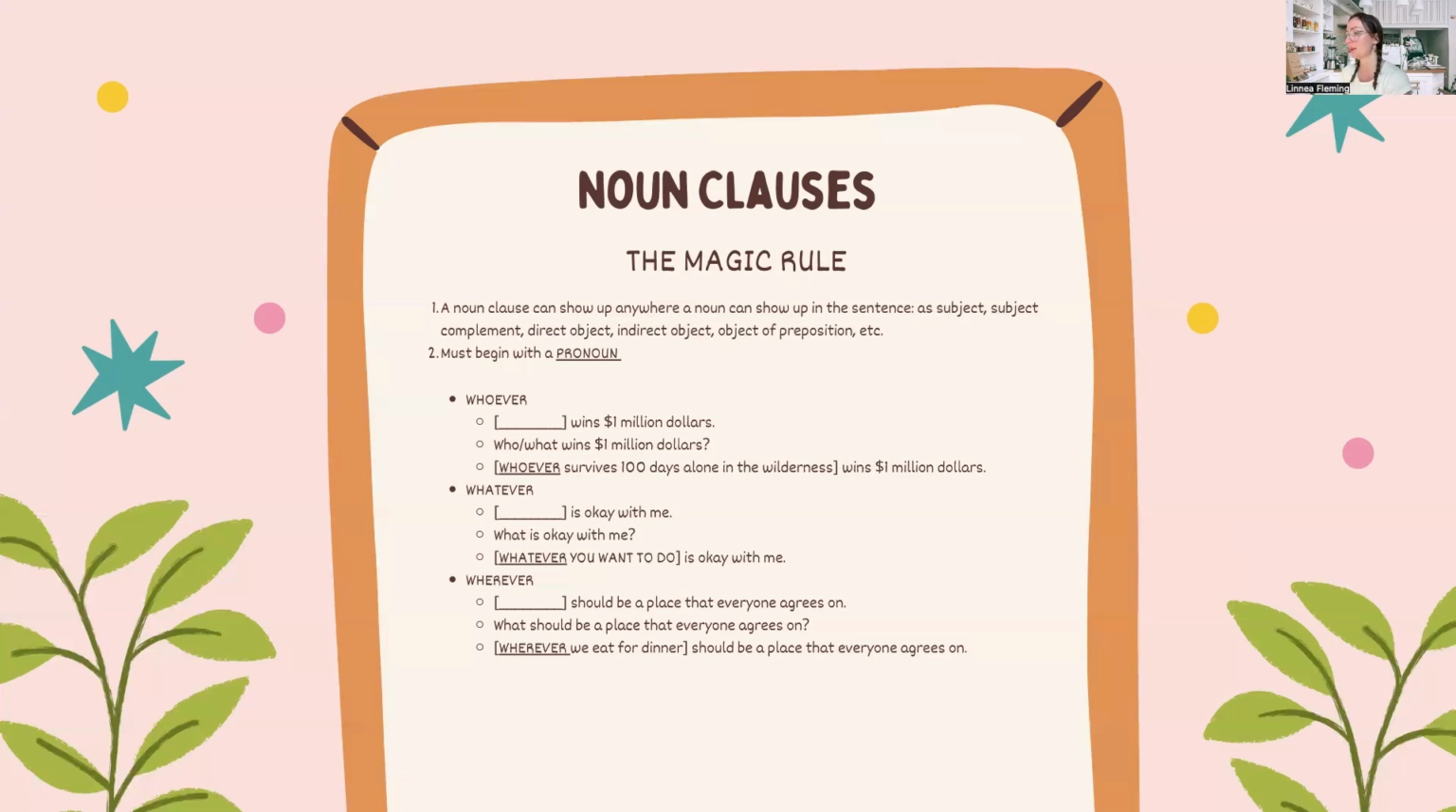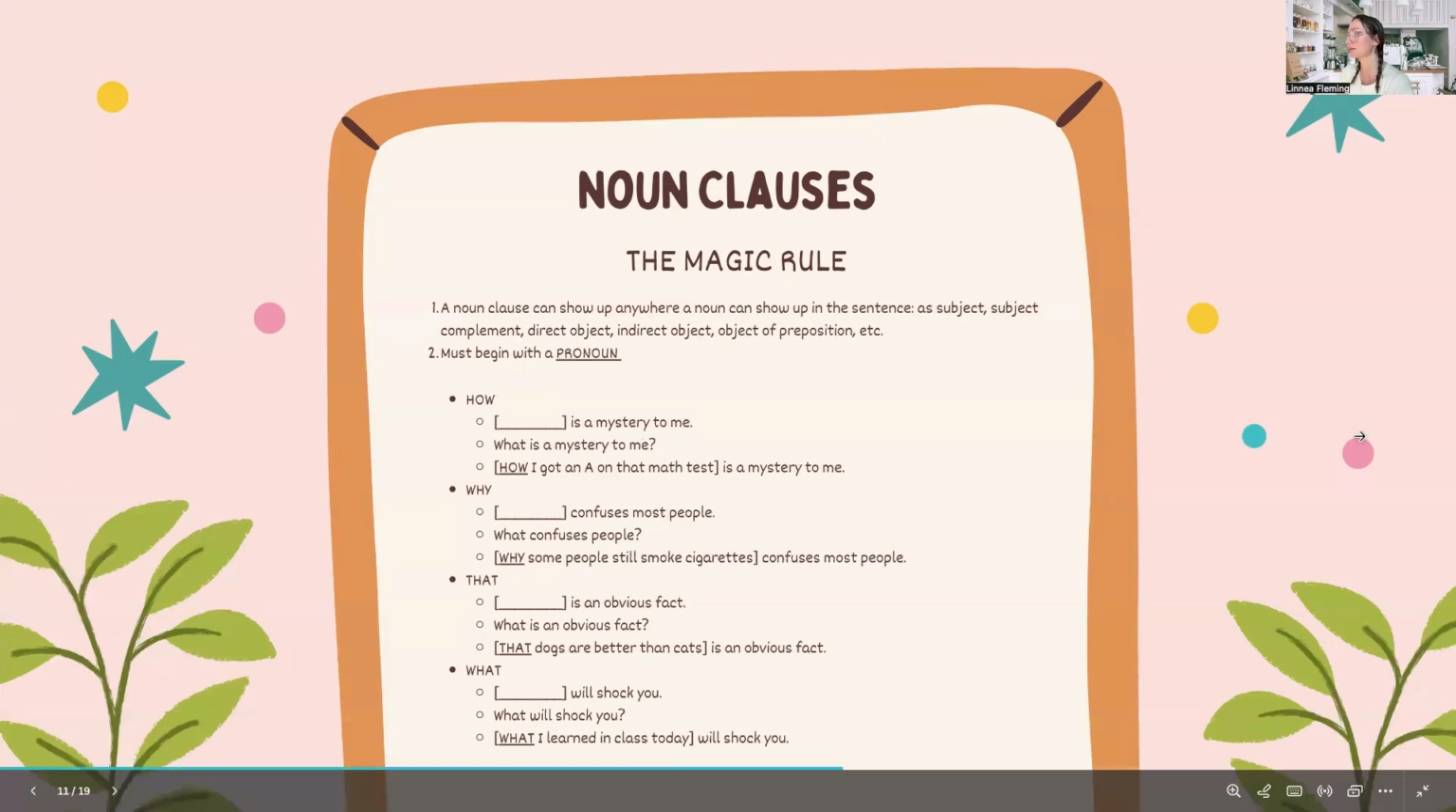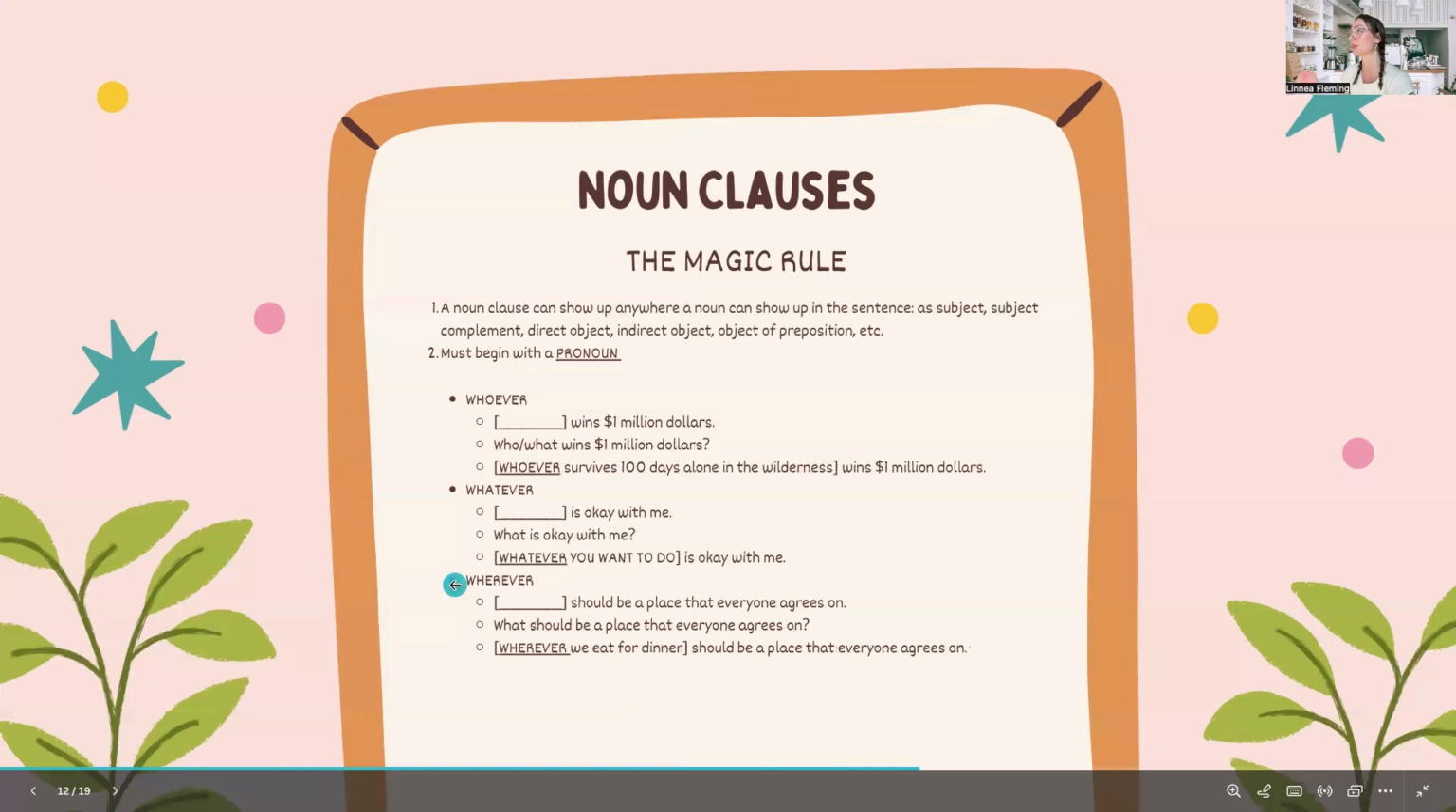Wherever. Blank should be a place that everyone agrees on. What should be a place that everyone agrees on? Wherever we eat for dinner should be a place that everyone agrees on. Now you'll notice in both of these examples, I only use noun clauses as the subject of the sentence because I just wanted to make it very simple.